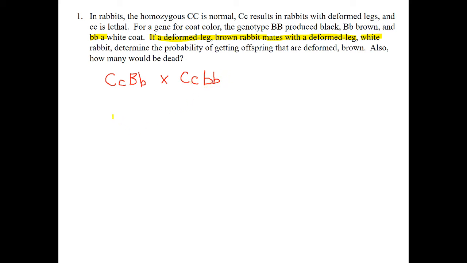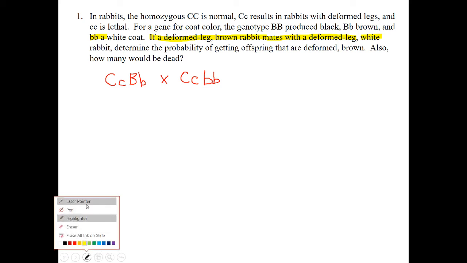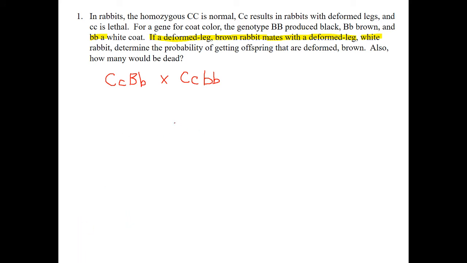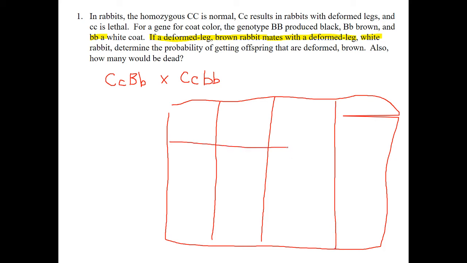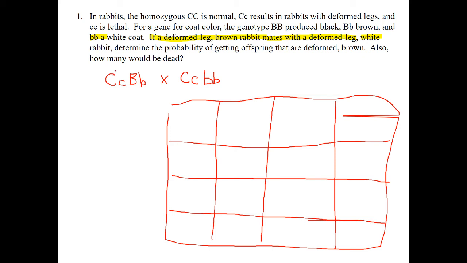Okay, now when you do your square, since it's a dihybrid cross, you can automatically draw a square with 16 smaller squares. 1, 2, 3, 4. 1, 2, 3. Okay. And let's do this parent on this side here.